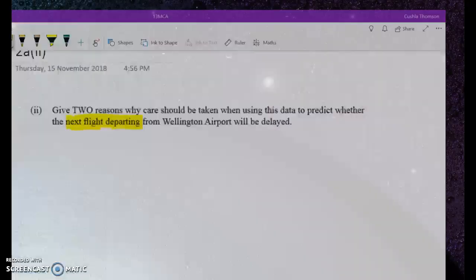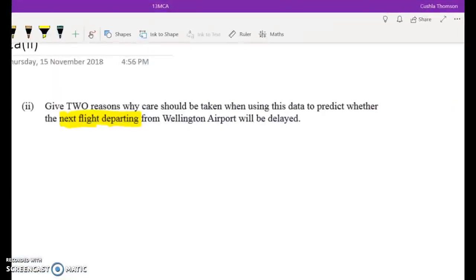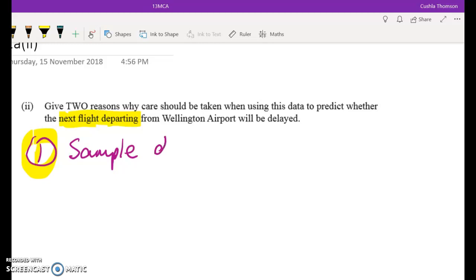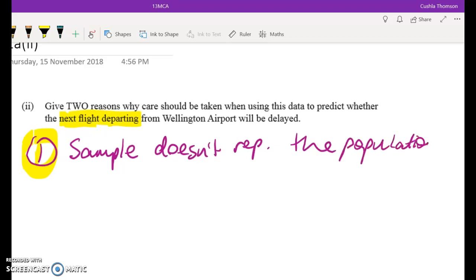Okay, so the first thing is that the sample, this is the big idea, and then we have to put it into context. The sample doesn't represent the population of all flights out of Wellington.